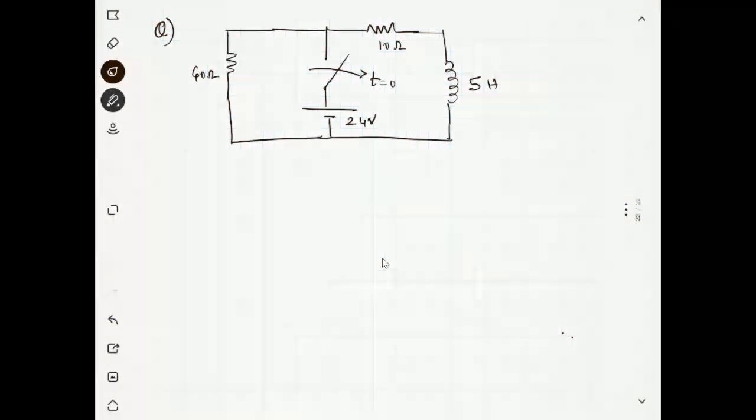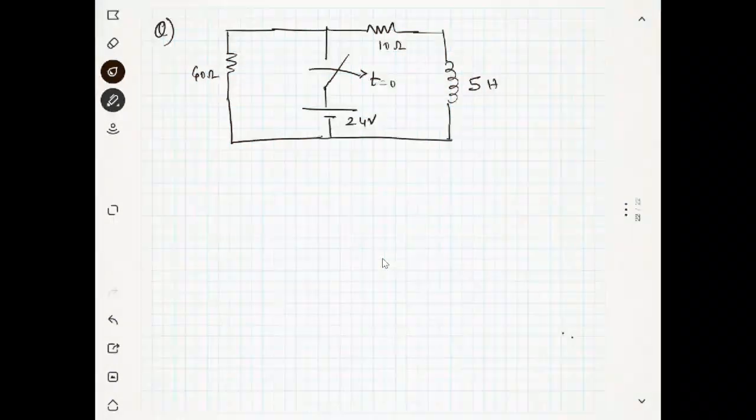Actually, there is no time minus infinity, we can say. Your current time means the moment at which you are opening the switch. That is the point where you are starting your timer. That's why it's the time t equal to 0.